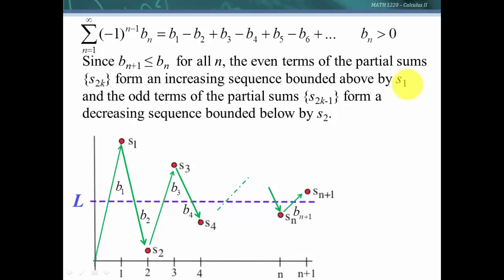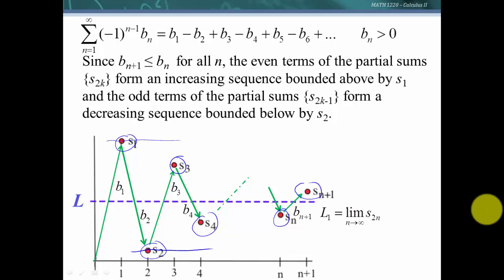bounded above by S1. So here we see these even terms, and we can see that that would be increasing, and it would be bounded above by S sub 1. And the odd terms will be decreasing, and they will be bounded below by S sub 2. So what do we have here? We have a bounded monotonic subsequence of these partial sums. So they will have a limit.